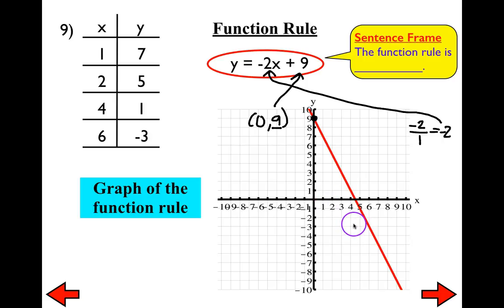The only disadvantage with graphing is if all of your ordered pairs are too large and they can't fit on your graph, then you're going to have some trouble there. So you want to be able to do both. Look at a graph and get a function rule, and look at a table and get a function rule as well.